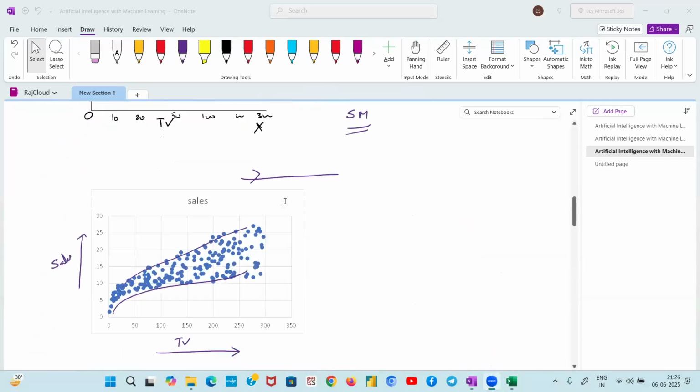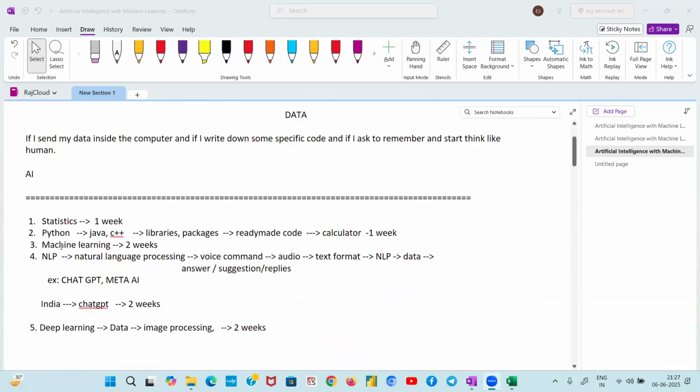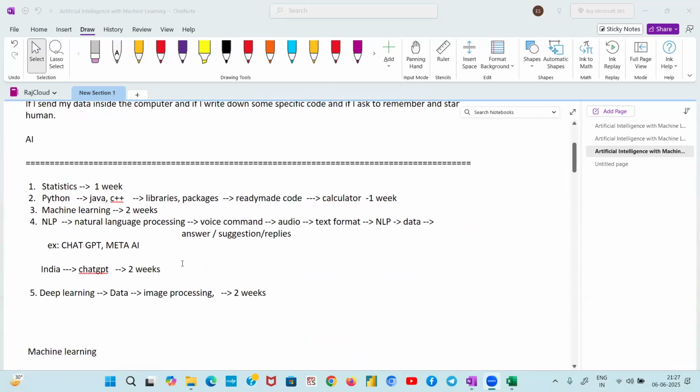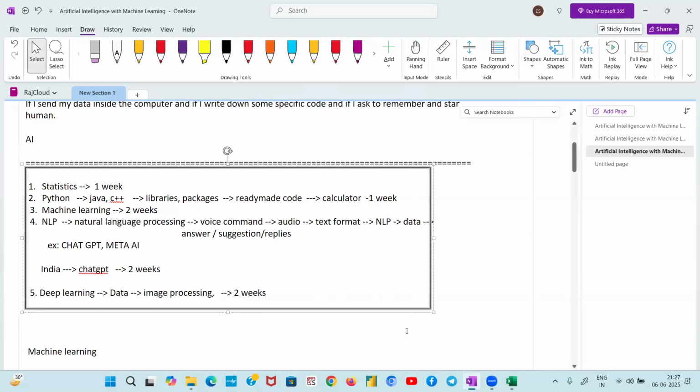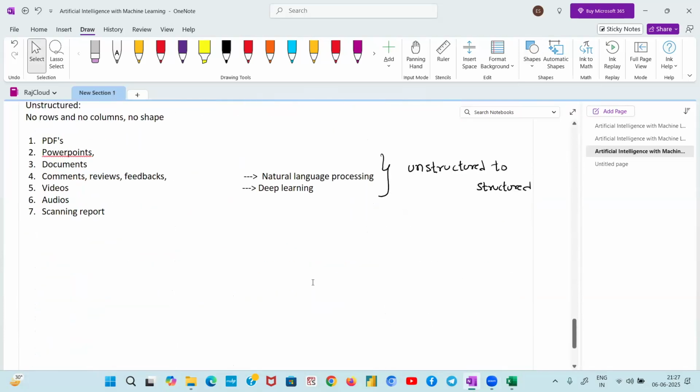If you see here, we have a plan. Statistics we are supposed to learn, then Python, then machine learning, then NLP, then deep learning. So this all comes under AI only. Without learning all these things, we can't understand what exactly AI is. So I am slowly entering into the statistics topics. To understand statistics, first of all, we are supposed to understand the data first.